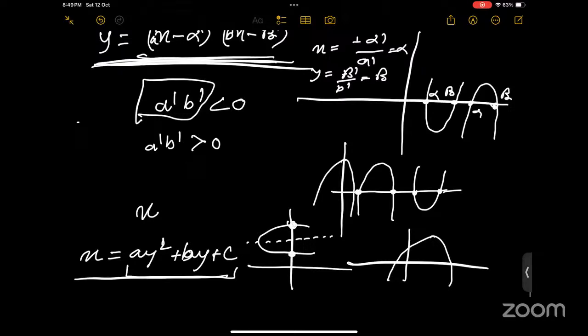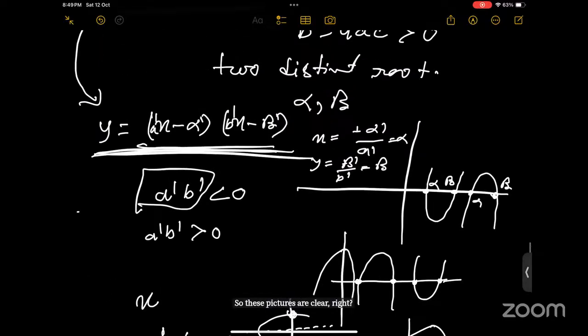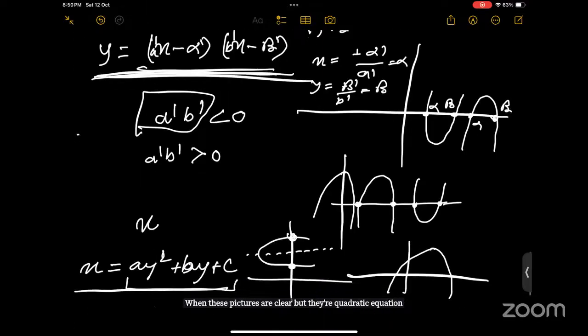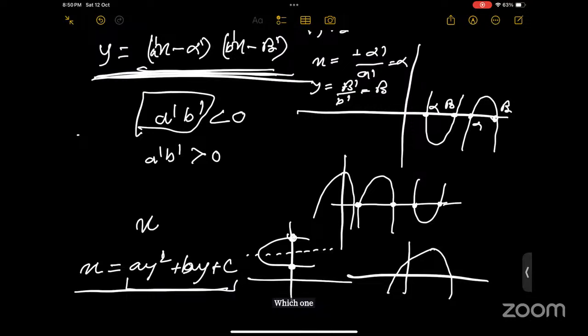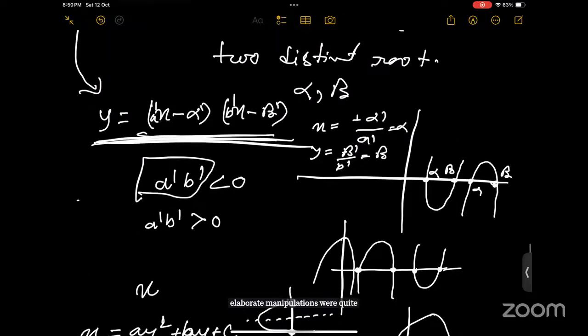So these pictures are clear, right? Ma'am, these pictures are clear, but the quadratic equation that you derived is quite complex to understand at first, as I'm not from a math background. The algebraic manipulations were quite complex for me to understand.